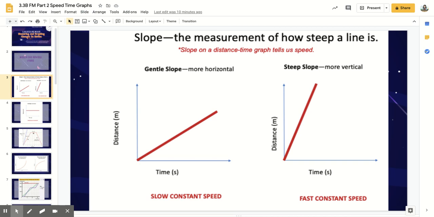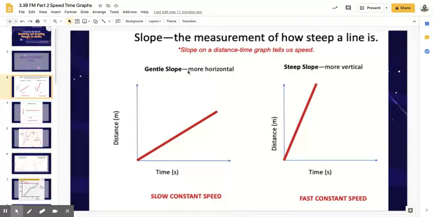Yesterday, you learned the concept of slope is really important to understanding these motion graphs. Slope, again, is a measurement of how steep a line is. So yesterday, our focus graph was distance time graph, and a slope on a distance time graph tells us speed. There's two major types of slope.